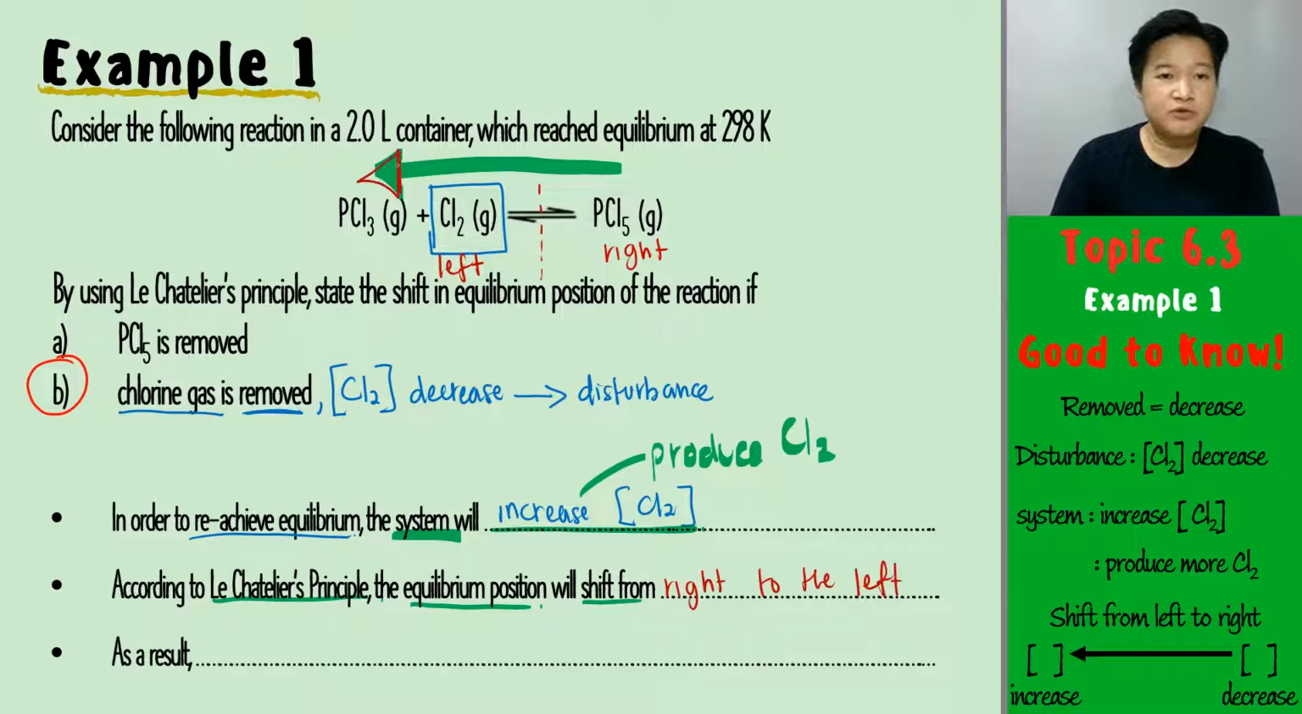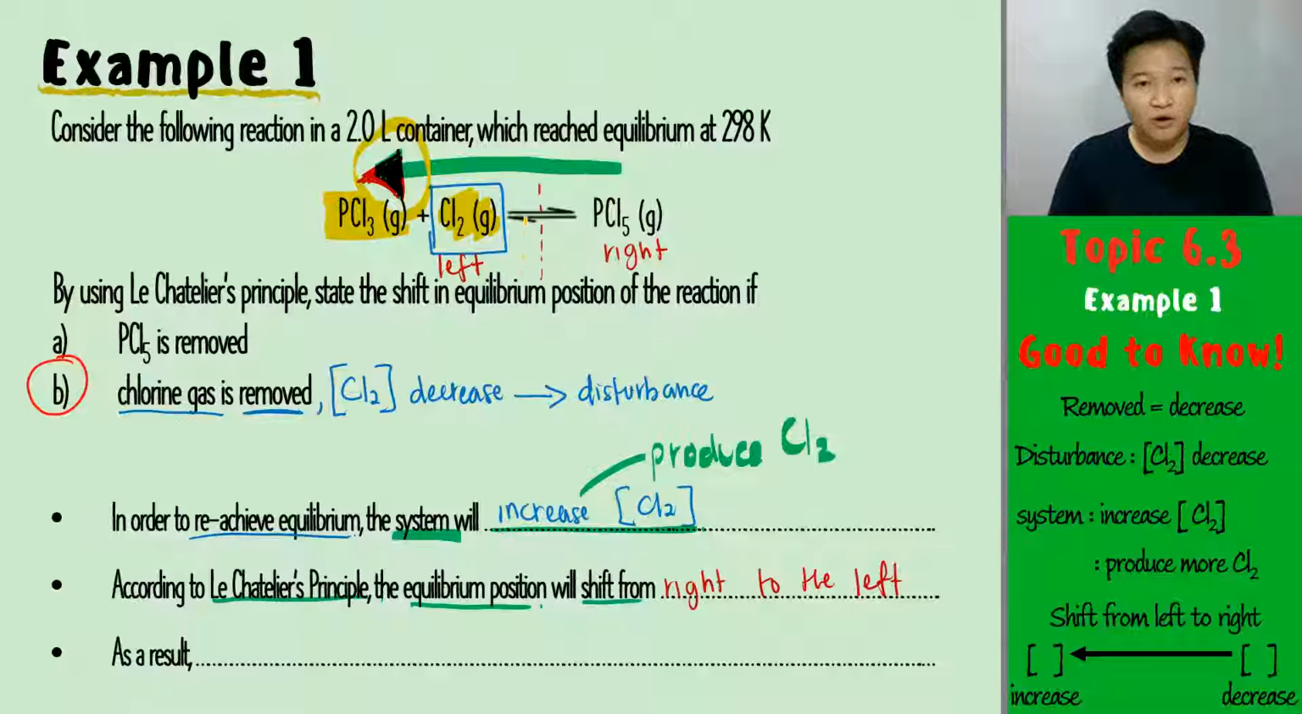Because your Cl2 is on the left, and since I want to produce more Cl2 to achieve my equilibrium, we will be shifting to the left, okay? As a result, what happened to the concentration of PCl5 and what happened to the concentration of Cl2? Simple. We are moving towards your PCl3 and your Cl2, alright? We are moving from the right to the left.